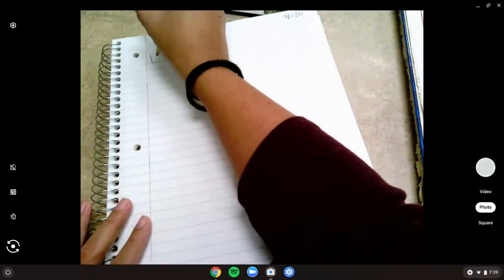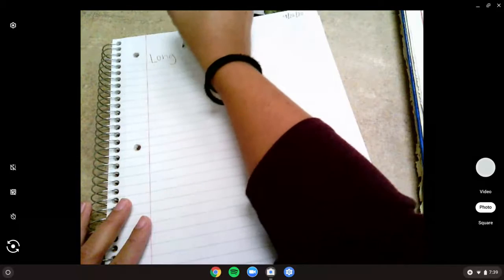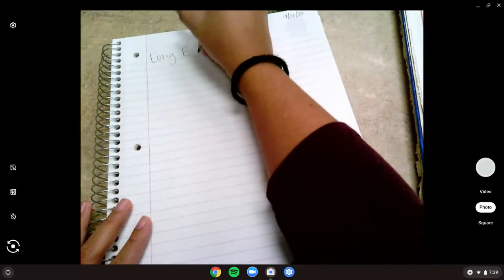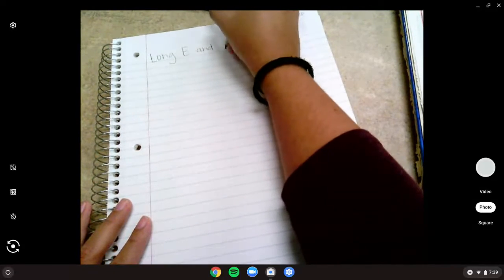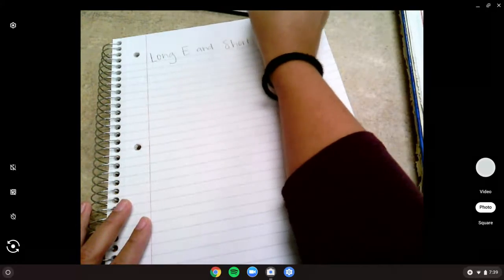You're going to need your 3-subject notebook, and you're going to want to be in the spelling section. For me, that's in the front section. I think for most of you, it is too. Top corner, always put our date. We don't need our name because we know it's our notebook. And then we're going to give our page a title. We have long E and short E.